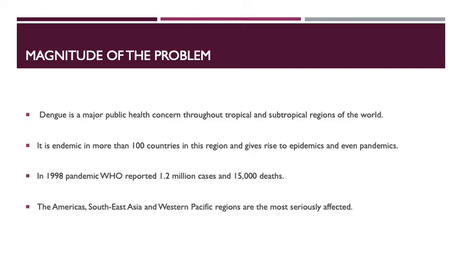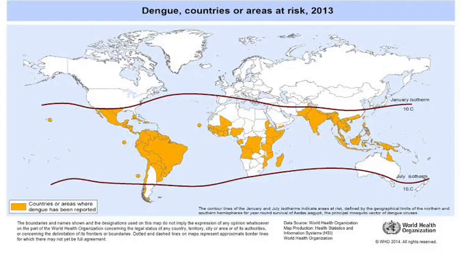Coming to the magnitude of the problem, it is a major public health concern throughout the tropical and the subtropical regions of the world. It is endemic in more than 100 countries in this region and gives rise to epidemics and even pandemics. In the 1998 pandemic, WHO reported 1.2 million cases and 15,000 deaths. The Americas, Southeast Asia and the Western Pacific regions are the most seriously affected. So we see in the figure the areas where this dengue infection is very much prevalent.